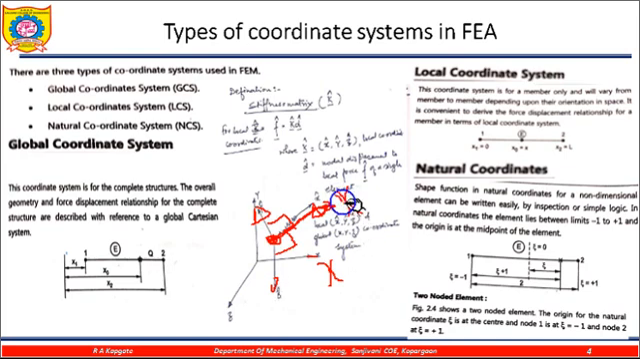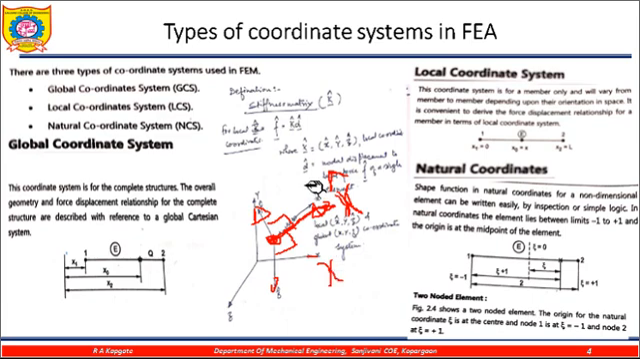This x-axis is called the local coordinate system. Whenever I need to represent it, I need to apply a cap, sometimes called a hat. So when any variable is written and above it there is a cap, then that is called the local coordinate system. This is the local coordinate, while where only the x is written, that is the global.